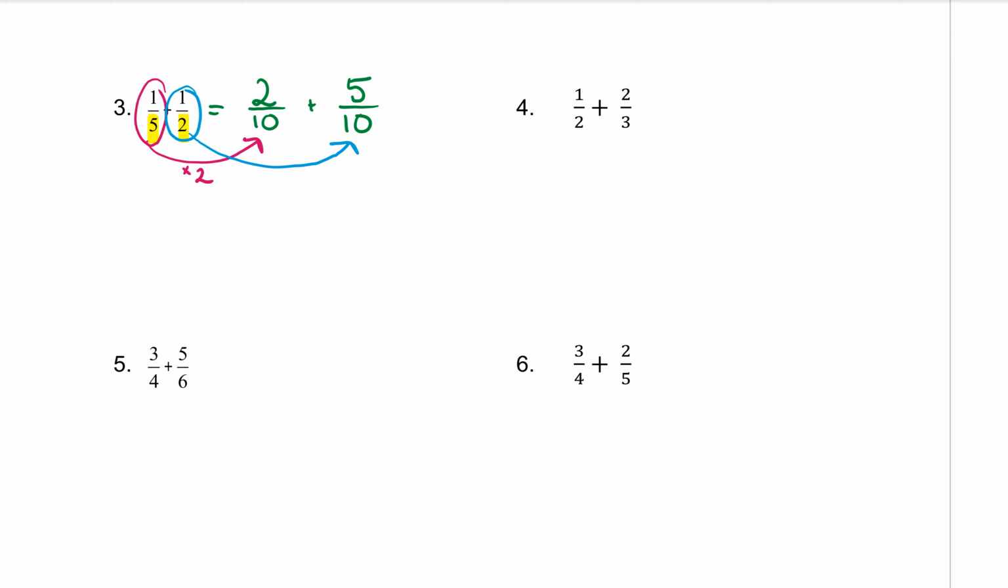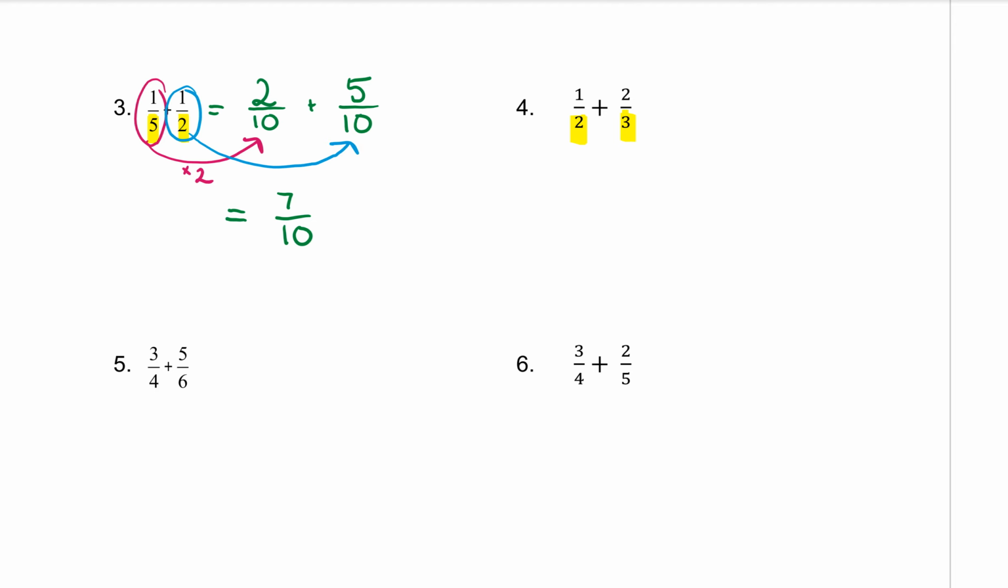Once we are able to find the equivalent fractions, like I've done here, you can see that the denominators are now the same. And like in the first couple of examples, I can now add those together. I add 2 plus 5 to get 7, and the denominator of 10 stays the same. Okay, let's try that again. Question 4. I have two different denominators, 2 and 3. I want to find the lowest common denominator of the 2 and the 3, which would be 6.